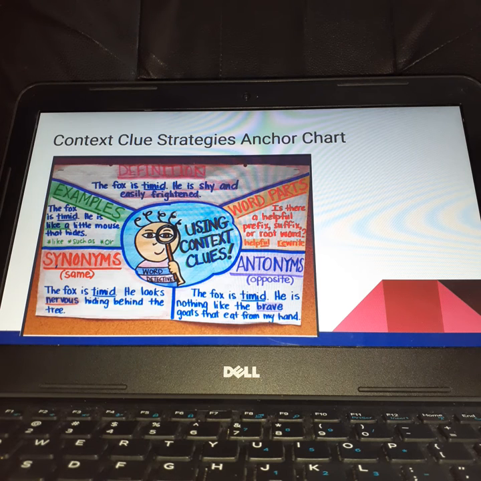And lastly, they look at word parts. Is there a helpful prefix, suffix, or root word to help you identify what this word is meaning? Well, they give an example, helpful, and rewrite. Okay? And so we can use word parts to help us. Let's look at some examples using context clues.